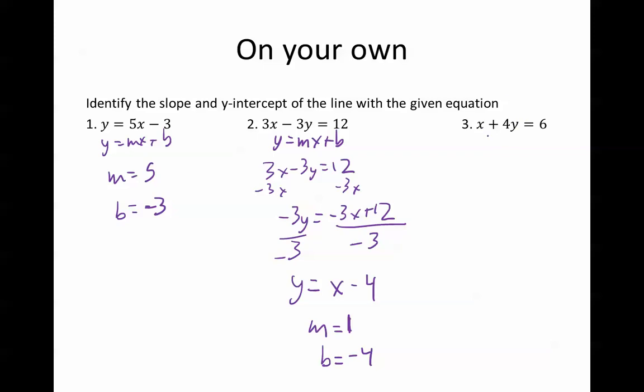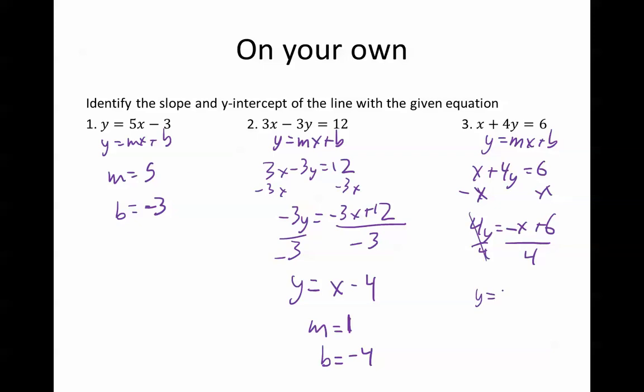In the last problem here, again, not in slope-intercept form. So we're going to solve for y to make that happen. I'm going to subtract x from both sides. That's a funny looking one. And I get 4y equals -x plus 6. Then I'm going to divide everything by 4, and I'm going to get y equals -x over 4 plus 6 over 4.